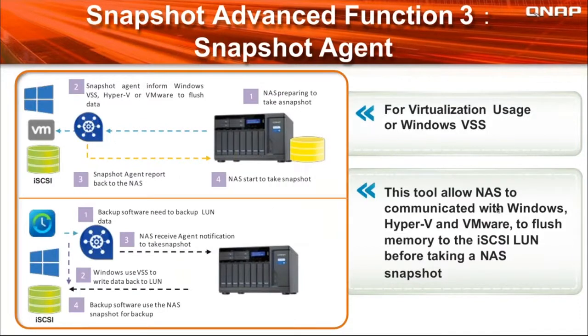Another feature that's not really new, but it's worth mentioning, is Snapshot Agent. This is if you're using Virtualization Station, Hyper-V, something like that. What Snapshot Agent does is it tells your VMware server, Hyper-V server, whatever, I'm about to take a snapshot, so please flush the data from your RAM to the LUN. This is important because we can't take a snapshot of something that's in the RAM of your VMware server. So for the sake of integrity, it's important: tell your VMware server, flush the data from the RAM to the LUN, then take the snapshot. So this just ensures integrity.